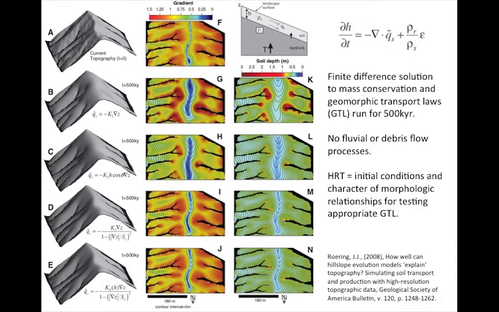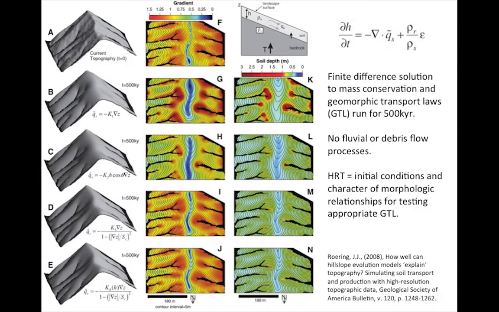When I think about numerical methods, this is what I was thinking about: solving differential equations in a numerical sense. This is some work of Josh's that I admire, where he was basically solving this equation for the evolution of the landscape, mostly finding a solution to mass conservation with a specified set of transport laws run for 500,000 years. Those transport laws govern hillslope processes, and in this case there are no fluvial or debris flow processes.